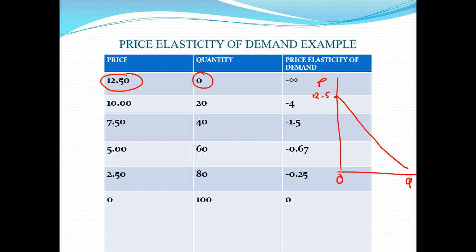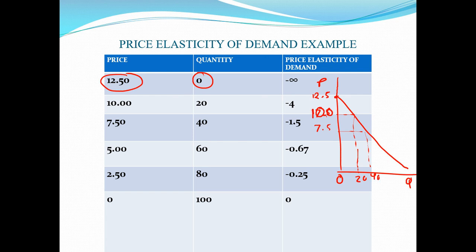Then the price reduces to, oh sorry, 10 first. So when the price is 10, people are buying 20 units. When the price reduces to 7 kwacha 50, they can buy about 40 units.